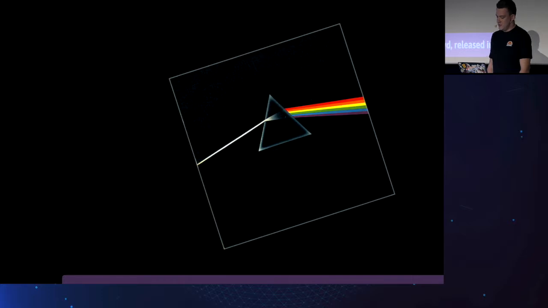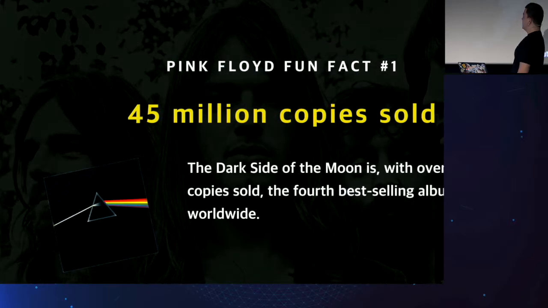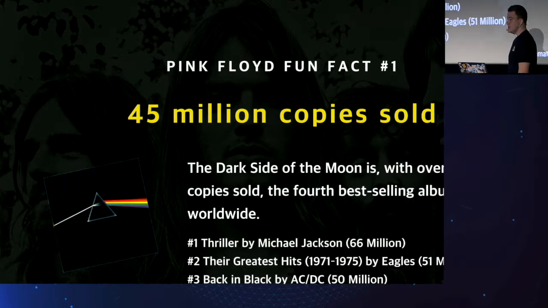That's why I present to you Pink Floyd fun fact number 1. The Dark Side of the Moon is with over 45 million copies sold, the 4th best-selling album worldwide. Number 3 is Back in Black by AC/DC. Number 2 is Their Greatest Hits by the Eagles. And number 1, of course, Thriller by Michael Jackson with 66 million copies sold.